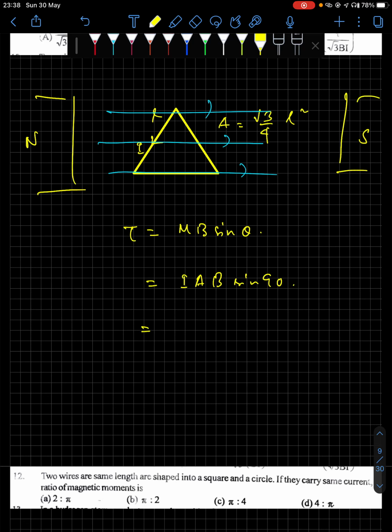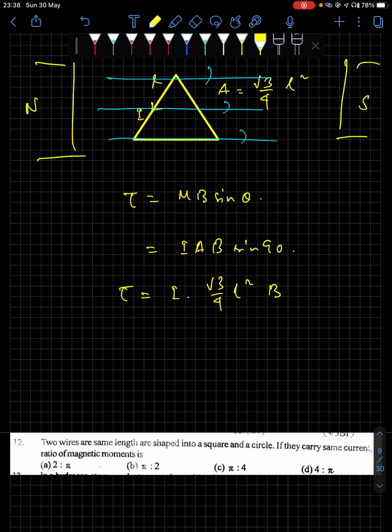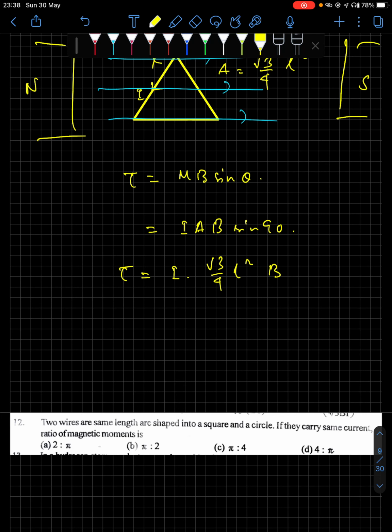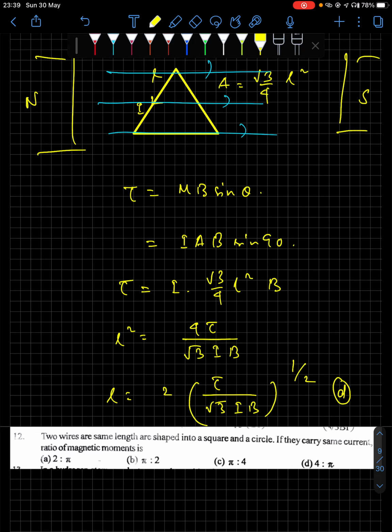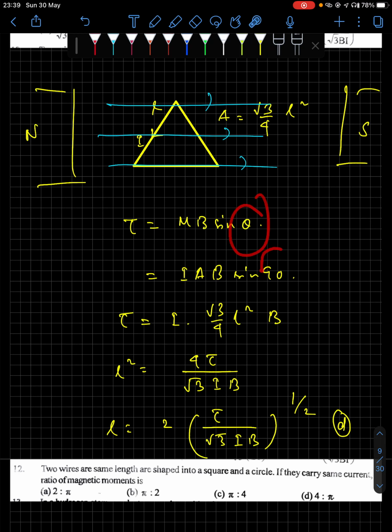Yes. So what is the value for A? A value is square root of 3 by 4 L square. So square root of 3 by 4 L square I B is tau, and we need to find out the length of the triangle or length of the coil. So L square will be 4 tau divided by square root of 3 I B. Now L will be equal to 4 square root of 4 is 2, take that out, and the rest of the things let them remain inside the bracket to the power half. So this is your answer, option number D. I hope this perpendicular thing, 90 degree, needs to be understood.